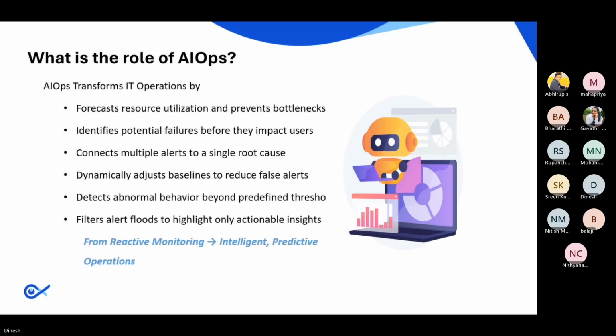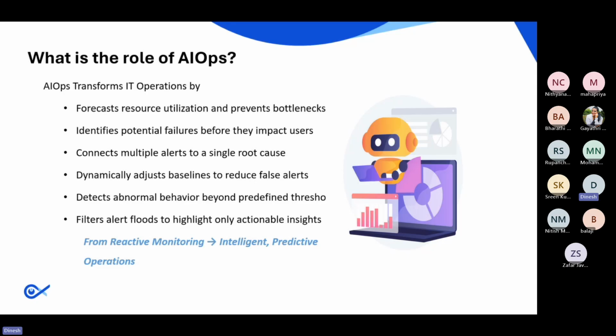Okay. What is the role of AIOps in the current trend of the market? It helps in forecasting resource utilization and prevents bottlenecks. The potential failures of all the devices are identified before the impact is even on the user, and multiple alerts are correlated to a single root cause.